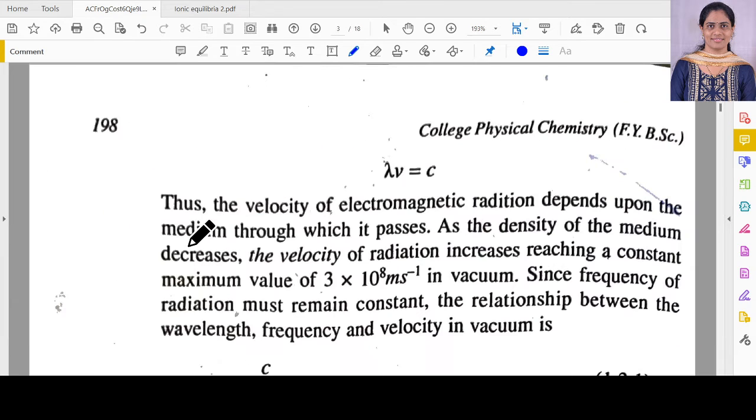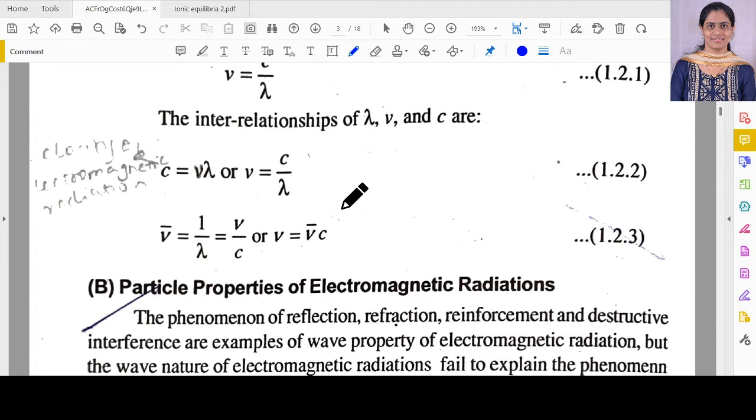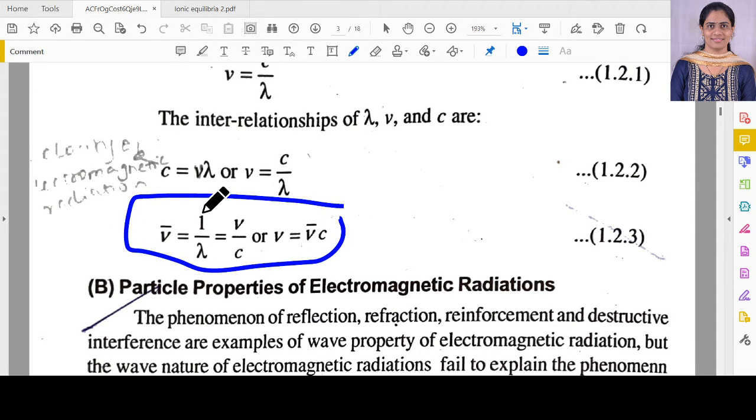Then velocity of light, it is 3 into 10 raised to 8 meters per second. Okay, so look at which unit it is. It is 10 raised to 8 meters per second. Then if you want to remember all the equations together, nu bar is simply calculated by taking the reciprocal of lambda, 1 upon lambda will be equal to nu upon c, or nu is equal to nu bar into c. Okay, so this is just interconversion of different units. So if you are interested in any particular unit, you can of course simplify it.